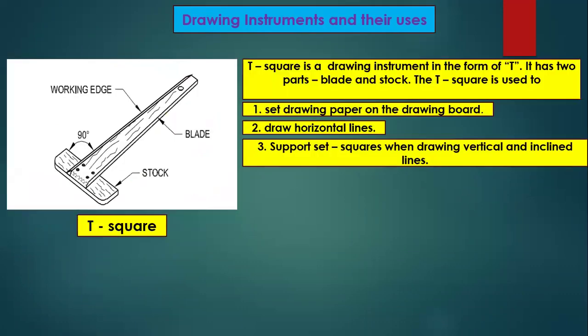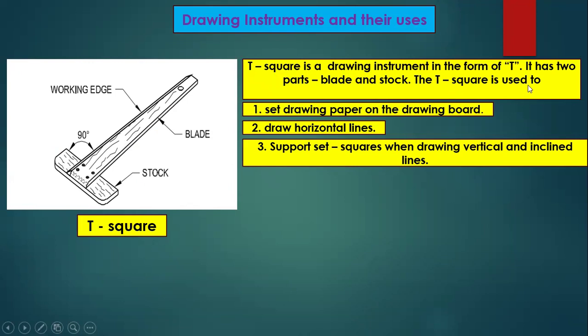Then the second drawing instrument is a T-square. So this is a T-square, and as you see it here, it has its own parts. We have the blade, and then we have the stock. Then we also have the working edge. So the angle between the blade and the stock is 90 degrees. Please pay attention to this information that I just explained, and we can also see it in the diagram.